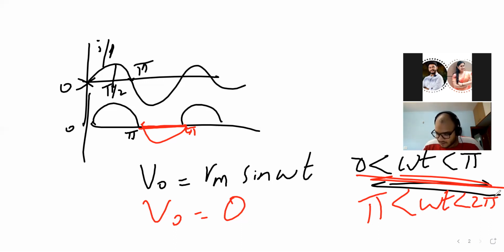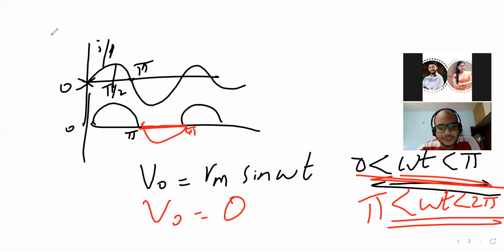So pi to this particular thing, pi omega t and 2 pi. You got the point? Is it clear up to this? Perfect. So this is my first thing. And if you ask me what is my V, obviously this is my input voltage Vi.